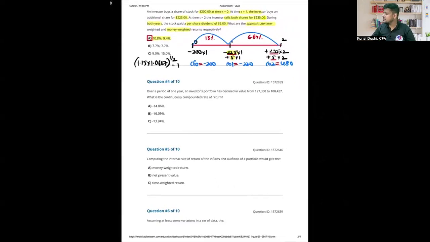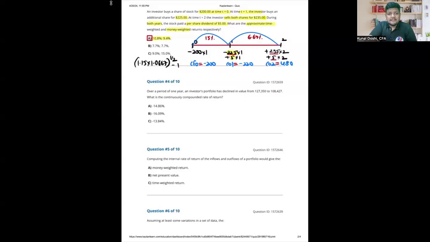Let me know if you're getting these returns. Everyone? Time weighted rate of return is geometric mean. Money weighted rate of return is from the cash flow point of view. There is a very high chance that this type of question will be asked in the exam.